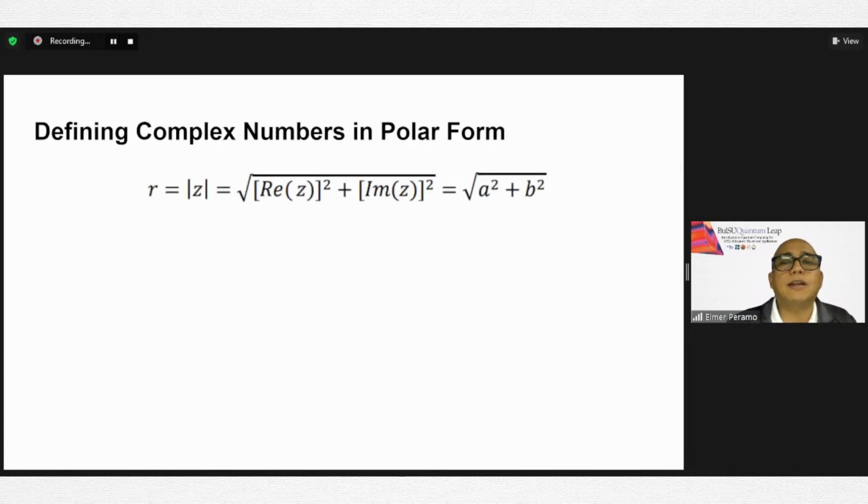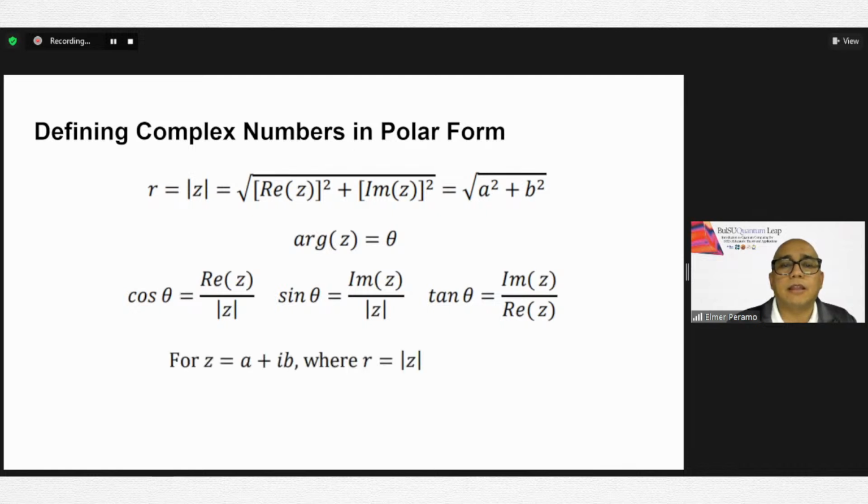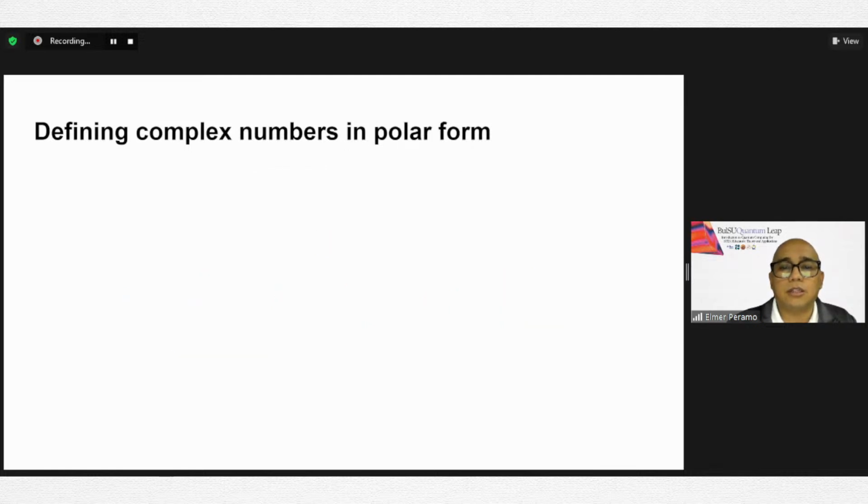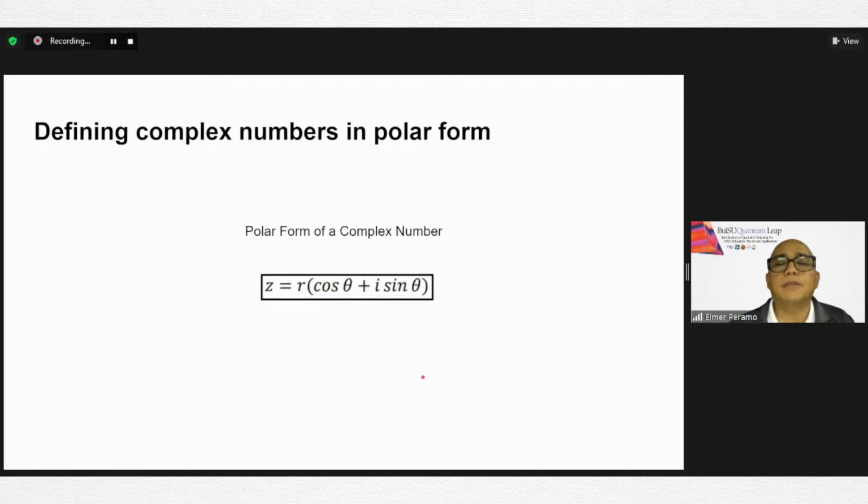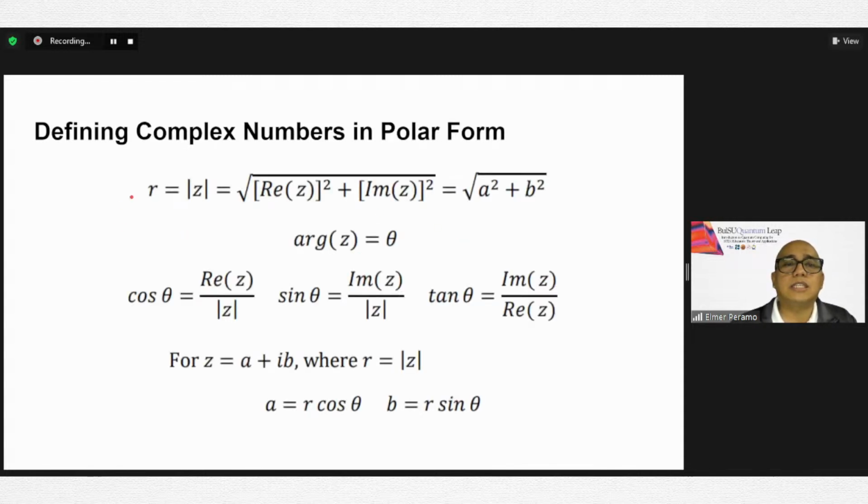So the polar form of a complex number is actually this one. This is the polar form of the complex number z. But to compute how to get the r and the theta, you can use this formula. R is just equal to the absolute value of your complex number, or the modulus of your complex number, which is just the square root of a squared plus b squared. And the argument is your theta.